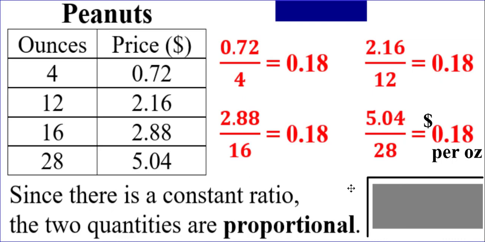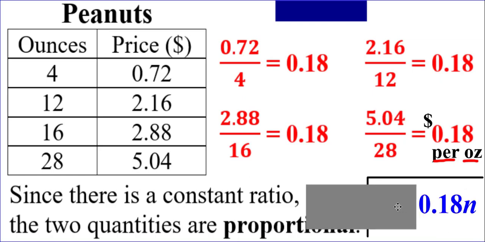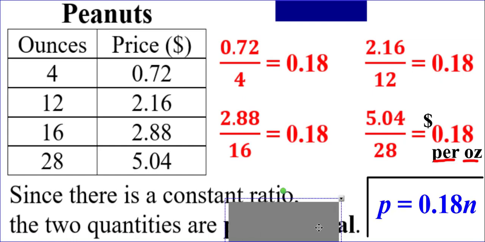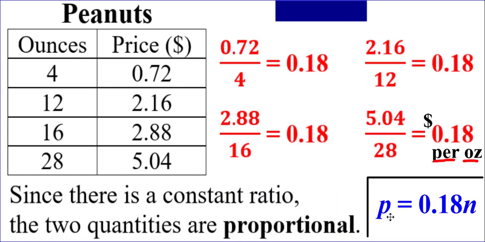So yes, this is a proportional relationship because there was a constant ratio between the two quantities, the dollars for the price and the ounces of the peanuts. Now, let's take it back to the equation. Since it's 18 cents per ounce, that means times the ounces. So we are going to take 0.18 times a variable that will represent the ounces. Now, I didn't want to pick O because O looks too much like 0, so instead I picked N for the number of ounces, and that is going to equal the price of the peanuts, so I picked P for the price.